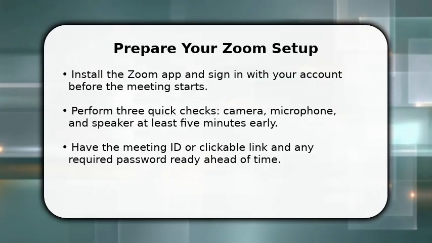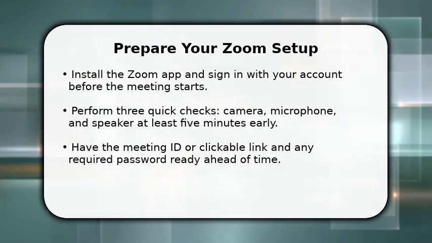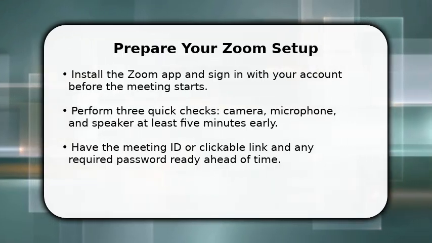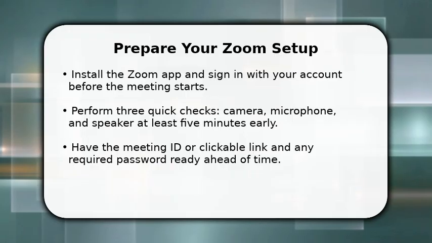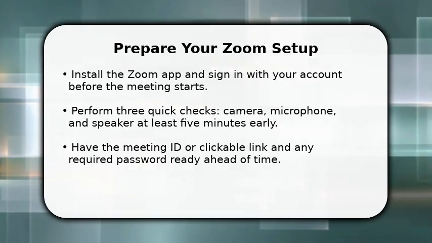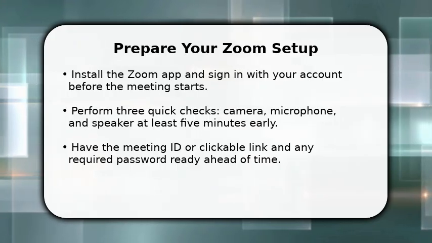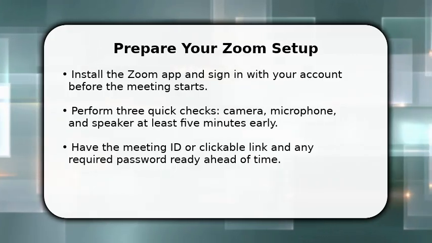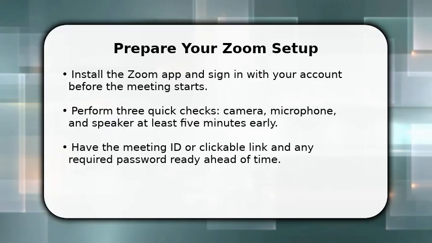Install the Zoom app and sign in with your account before the meeting starts. Open the app and confirm you are on the latest version. Perform 3 quick checks: camera, microphone, and speaker at least 5 minutes early. Choose a quiet room and stable internet connection of at least 5 Mbps download speed.